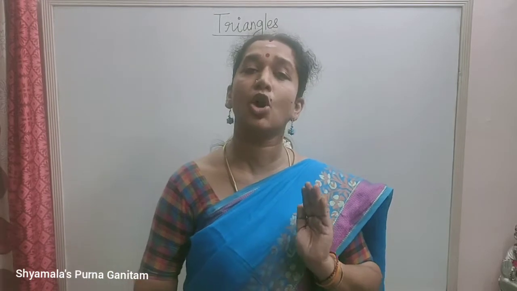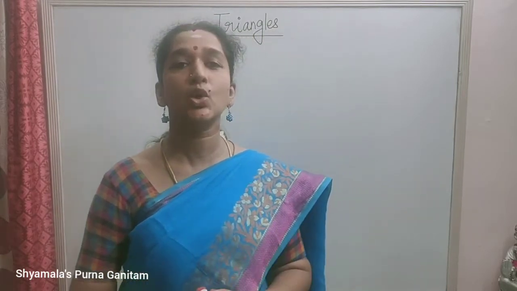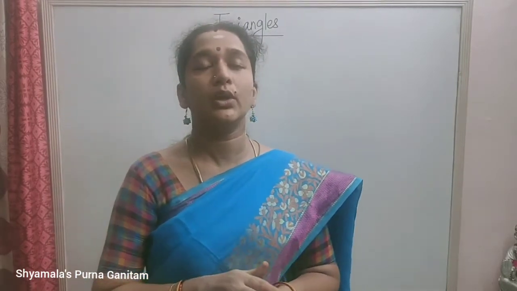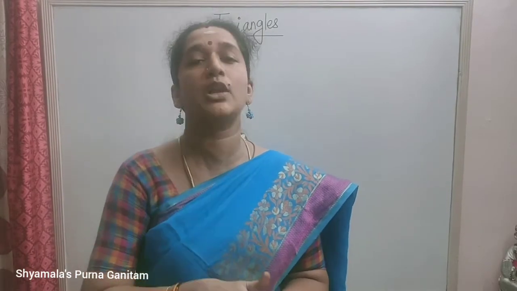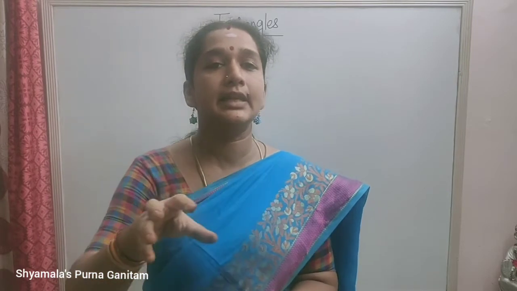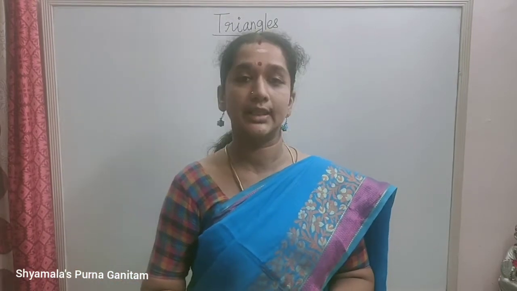So first, what are congruent figures? So congruent figures are when you keep one figure over the other, when you overlap one over the other, exactly it will coincide at all the sides. That is called congruent figure.